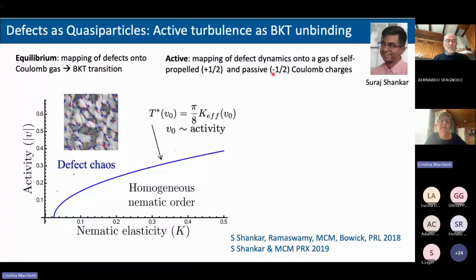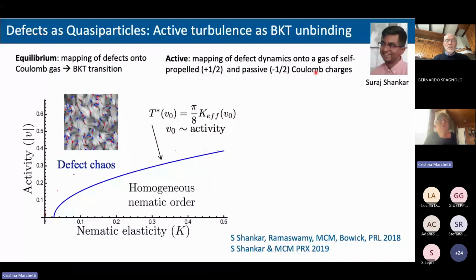What you can do in these active systems is map the defect dynamics onto a gas of particles that again interact like Coulomb charges, but the plus 1/2 are self-propelled particles and the minus 1/2 are actually passive particles. So in addition to worrying about the dynamics of the core of the defects, you actually have to worry about the torques that the self-propelled particles, the plus 1/2 that are the comet-like polar defects, exert on each other. So we actually derived these equations, even though I wasn't planning to show them to you.